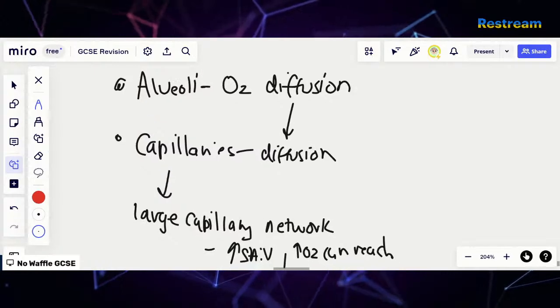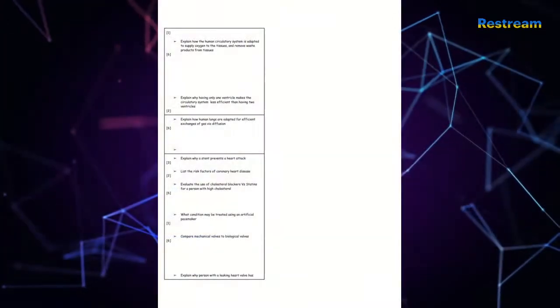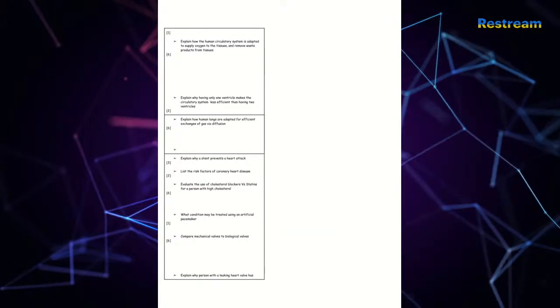Okay, let's move on to the next topic, which is: explain why a stent prevents a heart attack.